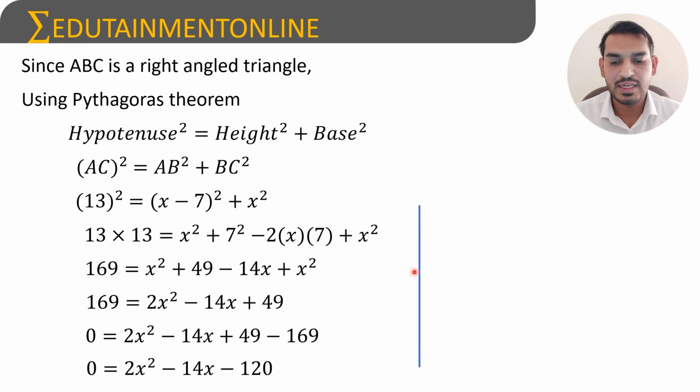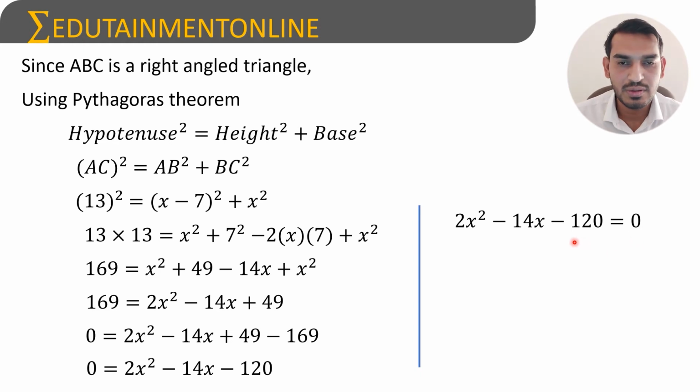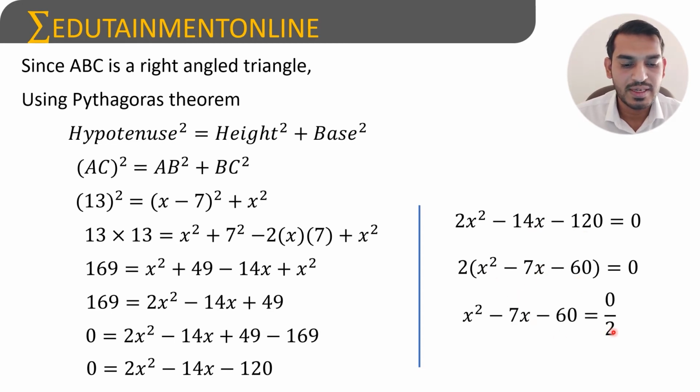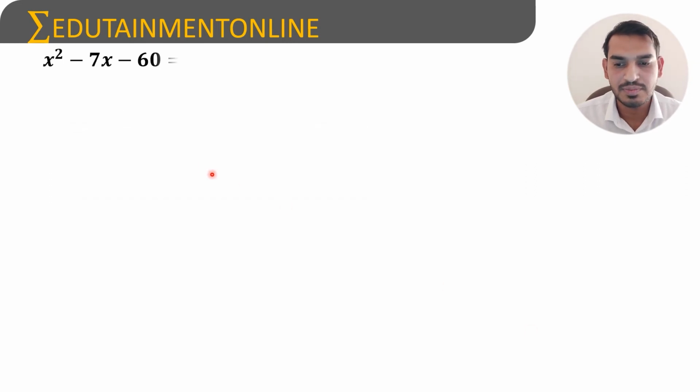So this is a quadratic equation: 2x square minus 14x minus 120 equals 0. It is in the form of ax square plus bx plus c. So now it will have two roots. We need to find the two roots by using the factorization method. Before that we will take 2 common. If we take 2 common, x square minus 7x and 2 times 60 is 120, so minus 60. So x square minus 7x minus 60 equals 0 divided by 2, which is 0. So the simplified quadratic equation is x square minus 7x minus 60 equals 0.